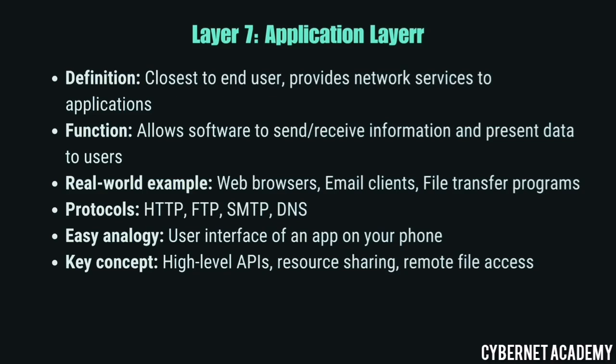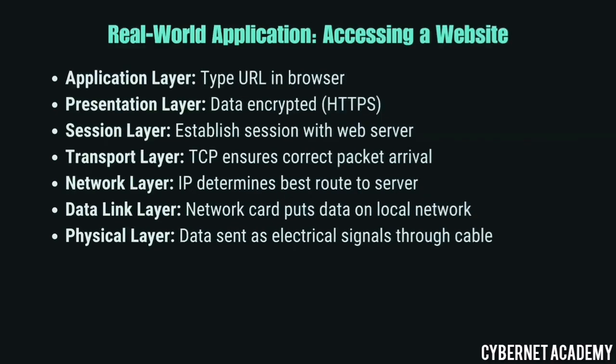Now that we understand each layer, let's see how they all work together when you access a website. You type a URL into your browser. That's the application layer in action. The presentation layer formats your request and may encrypt it if it's a secure site. The session layer establishes a session with the web server. The transport layer breaks your request into manageable packets. The network layer determines the best route for these packets to reach the server. The data link layer gets your data onto your local network. Finally, the physical layer converts your data into signals and sends them out. This whole process happens in reverse on the server side, and while you're browsing the web.